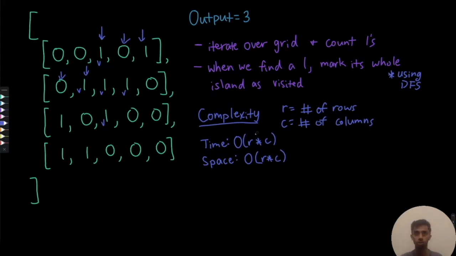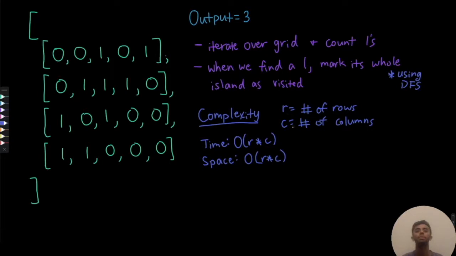Every node can only be touched twice, and there are R times C nodes. In terms of the space complexity, I mentioned that we're going to be tracking a visited grid that has the same size as the input grid. So our input grid is of size R times C, so our space complexity from the visited array is also R times C.